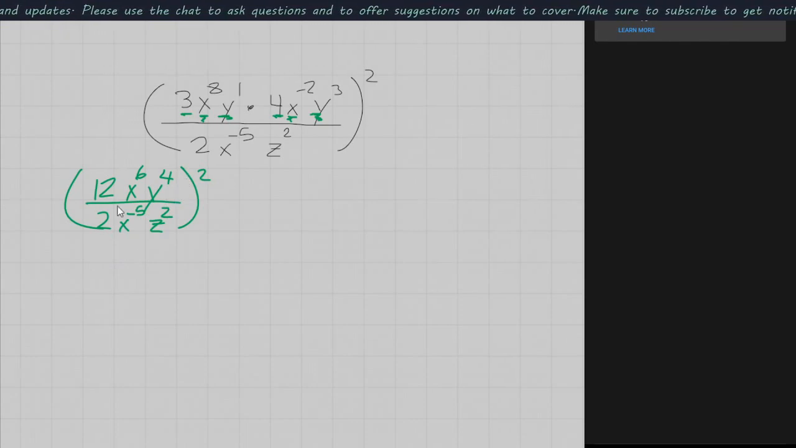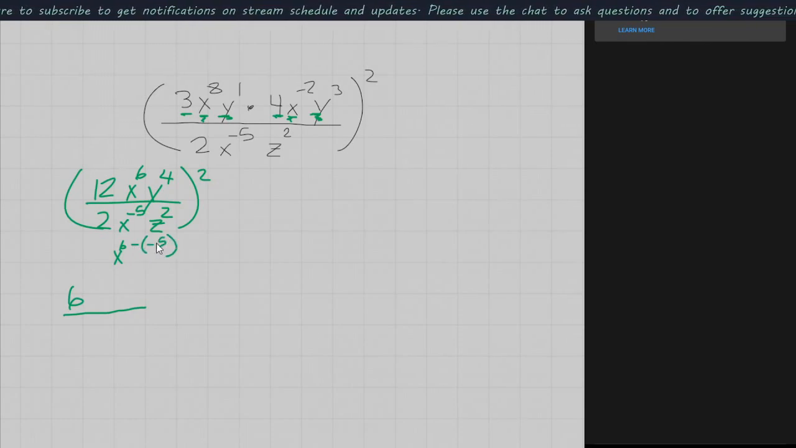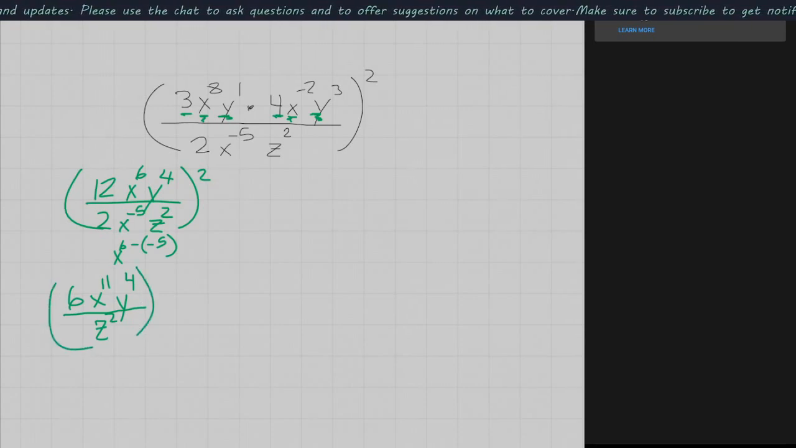So if we had simplified still, I'm going to keep writing that in green, so I'm going to simplify again. So 12 divided by 2 works out nicely for us to be 6. So we don't have any integers in the denominator right now. We have x to the 6th minus negative 5, so that's going to be a double negative. So doing that, that's x to the 11th. And then we have y to the 4th. We don't have any y's down here, so we're good, y to the 4th. And then we have a z to the 2nd. This is if we had just simplified.